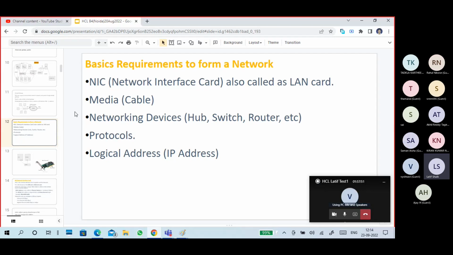Compulsory, go through this. Networking, compulsory read it because it's a major portion.